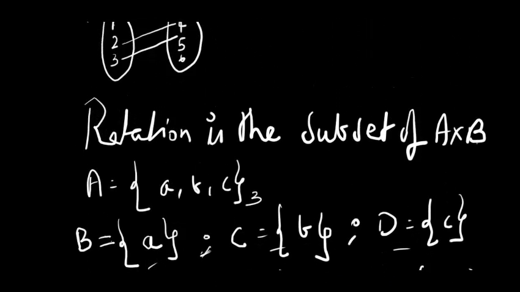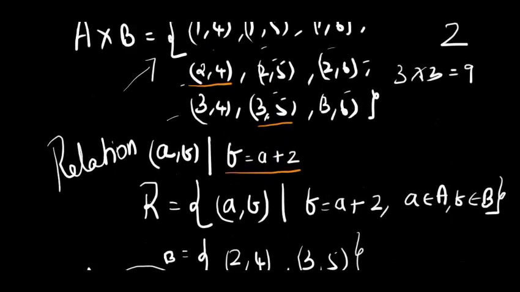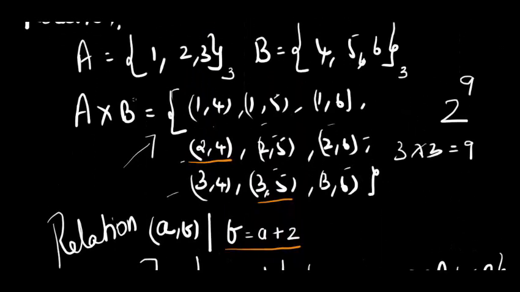Now let's come back to this. If a relation is supposed to be a subset of A cross B, then how many relations can I define on this particular set from A to B? From A to B, any guesses? Well, that's going to be 2 to the power of 9. That is the number of subsets that A cross B can have, isn't it? So that's the basic understanding of what is a relation.